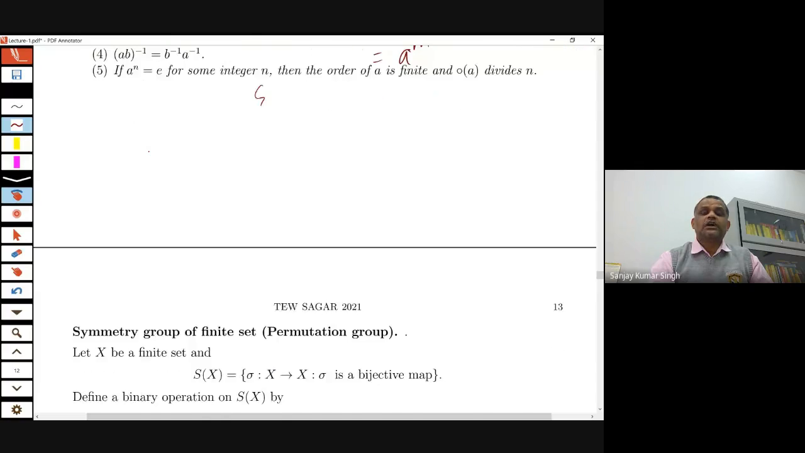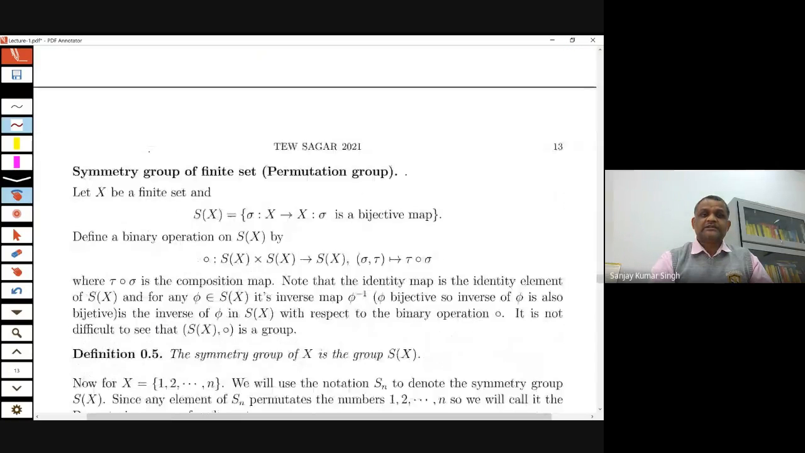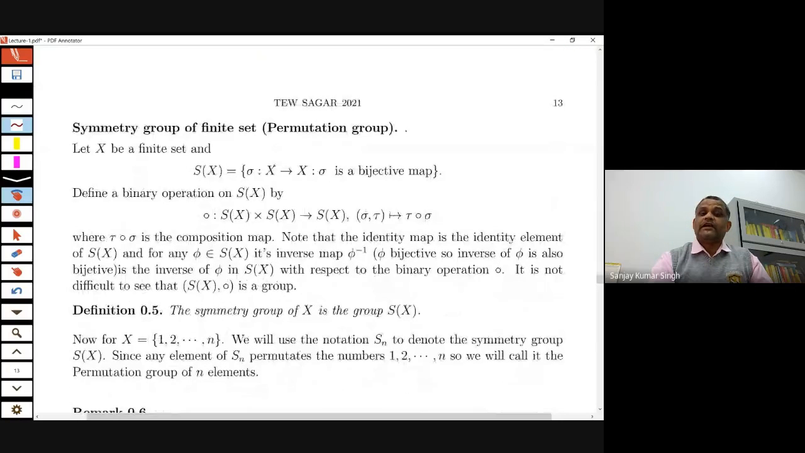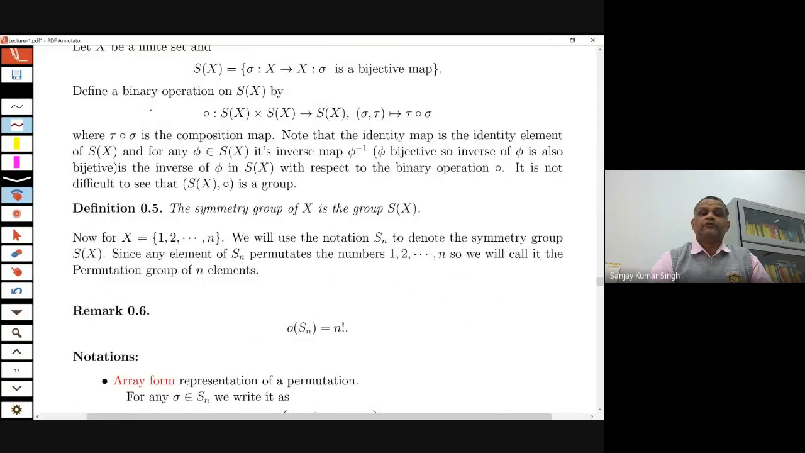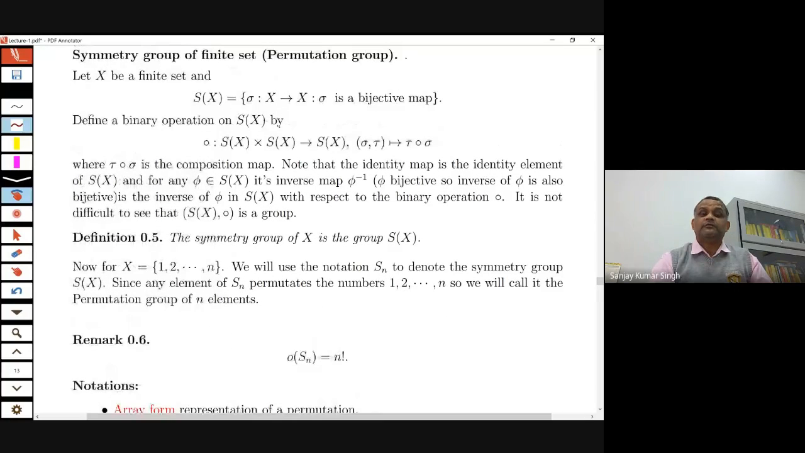And now come to another example, that is called the symmetry group of a finite set. So I want to define what is meant by the symmetry group of a finite set. So let X be a finite set and denote the set as X.